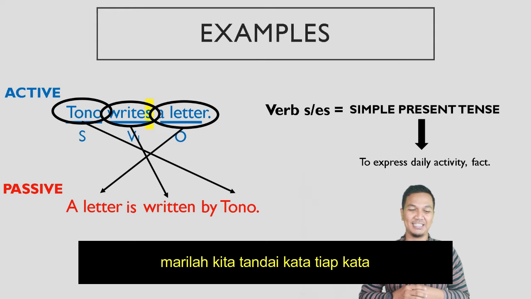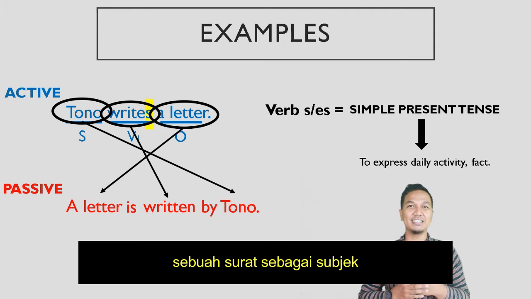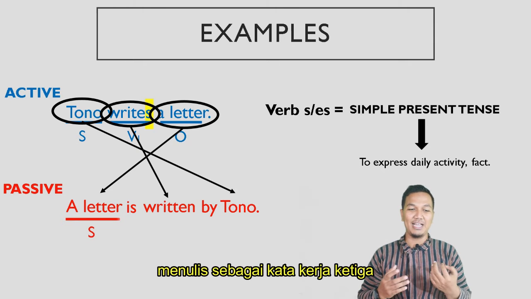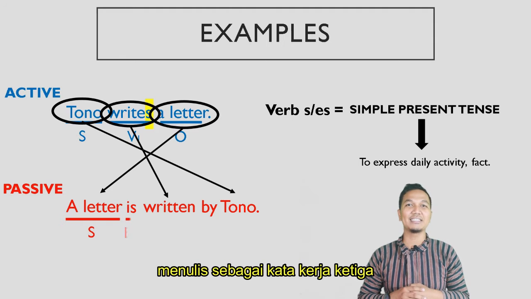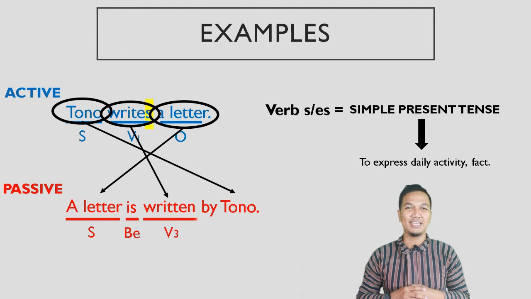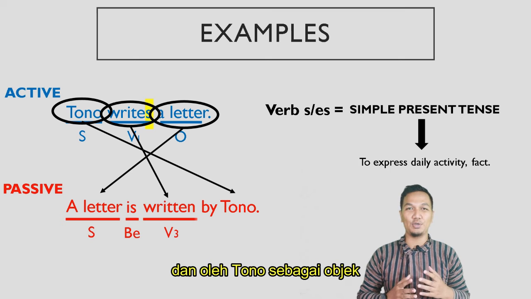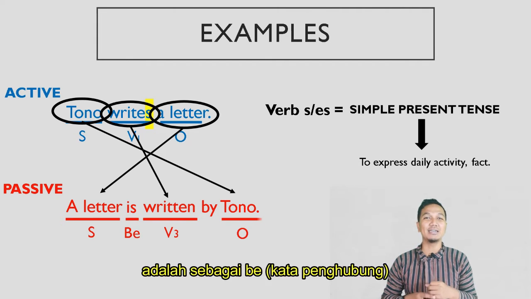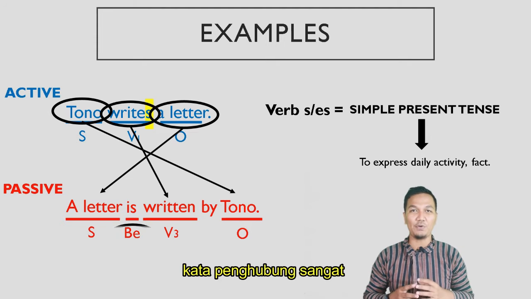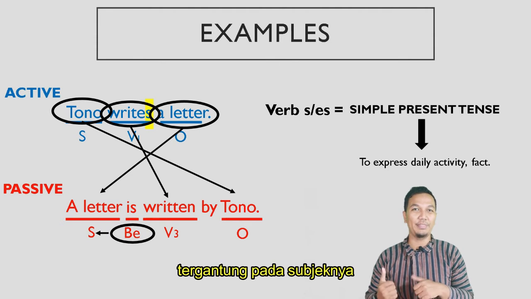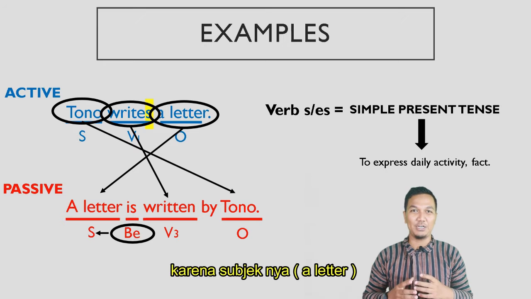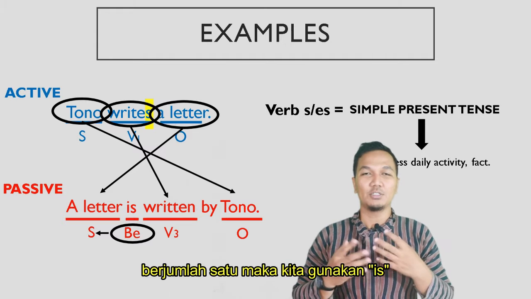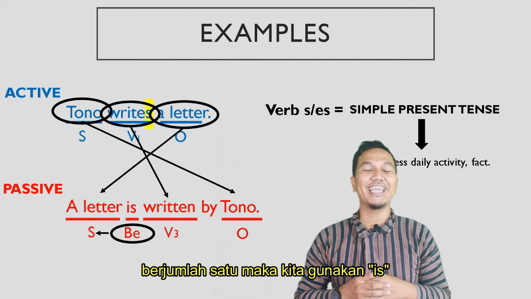Let's mark it. A letter is the subject, and is written is verb 3, and by Tono, Tono here is an object. Is here is a be form. The be form depends on the subject, because here a letter is a singular form, so we use is.